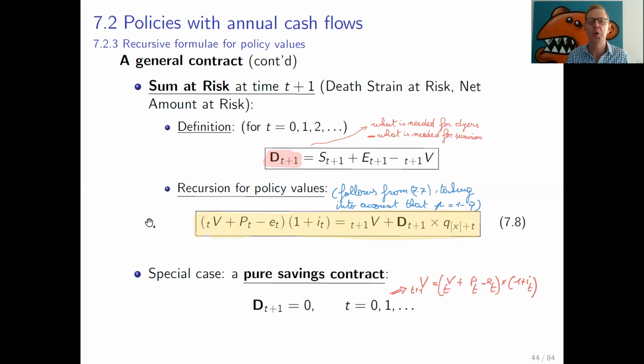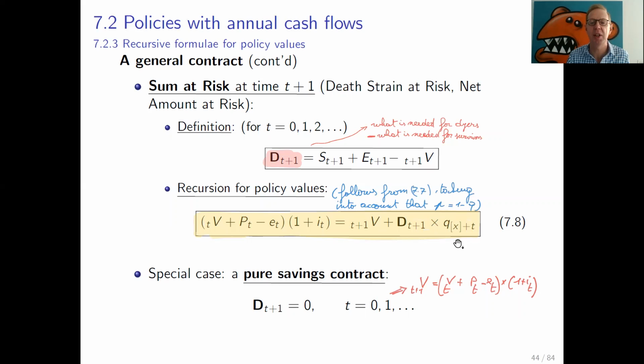And if we then look at recursion 7.7, where we take into account that a survival probability is 1 minus a death probability, we can rewrite the recursion for the policy values in the following way. Vt plus Pt minus Et multiplied by 1 plus It, so that's the available assets at time t+1 minus, must be equal to Vt+1 plus Dt+1 multiplied by qx+t.